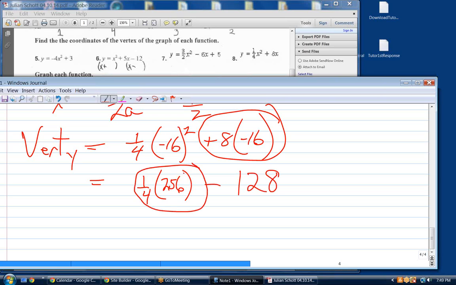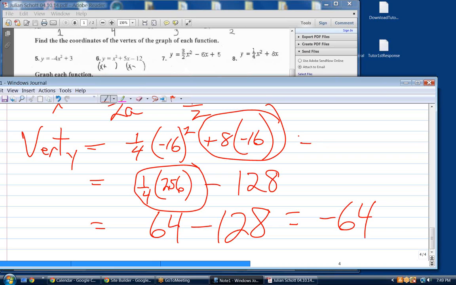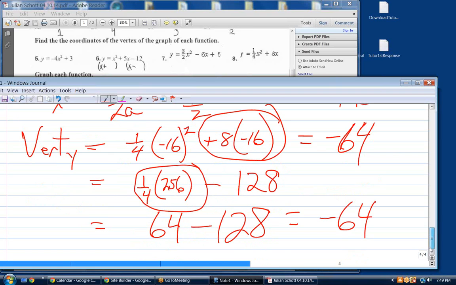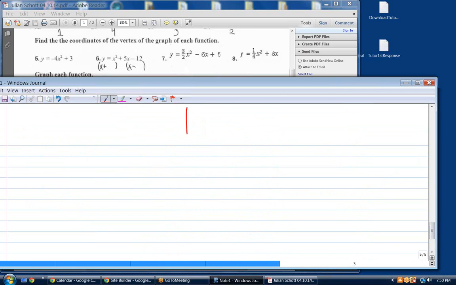And what finally is 1/4 of 256, or 256 divided by 4? Is it 64? And finally, what is 64 minus 128? Minus 64? So that is the y-coordinate of the vertex. What was our x-coordinate? Minus 16. So minus 16, minus 64.